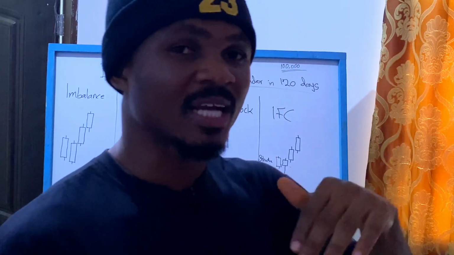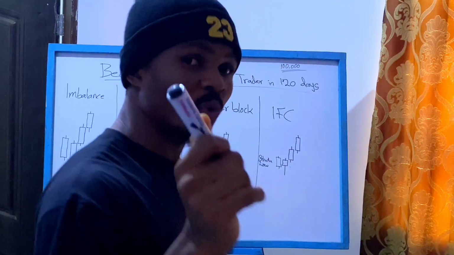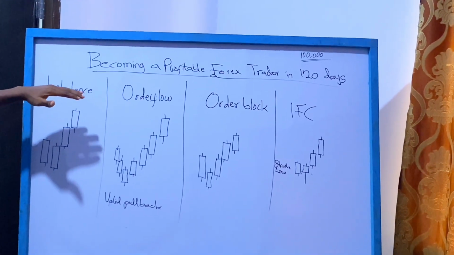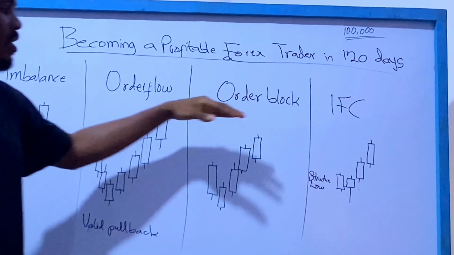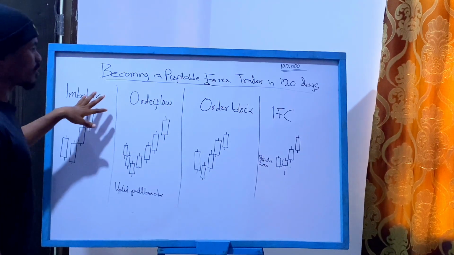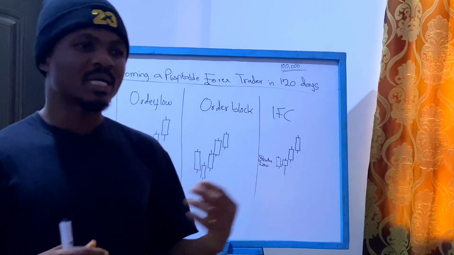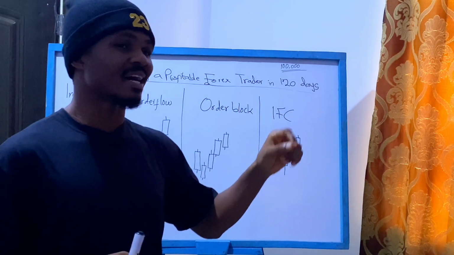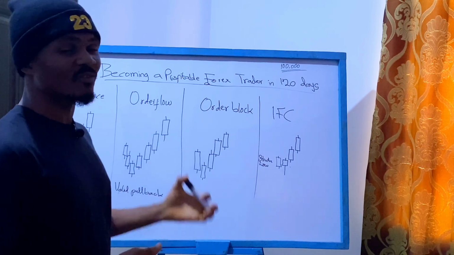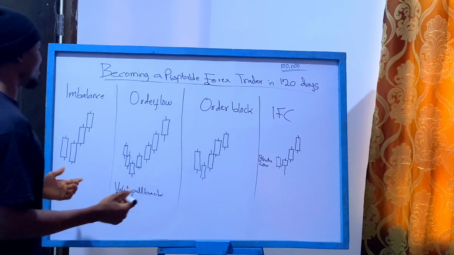So let me show you something I've been checking out today as a form of revision. These four things over here: imbalance, order flow, order block, and IFC. I've written these four things because they are more or less related, and if you miss out on one, you find it difficult to understand the other. They are very important in terms of what I'm studying as well, so I thought it wise to put it out here. Probably might help me.